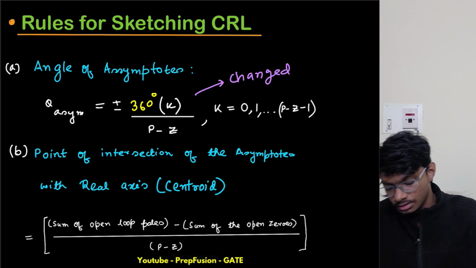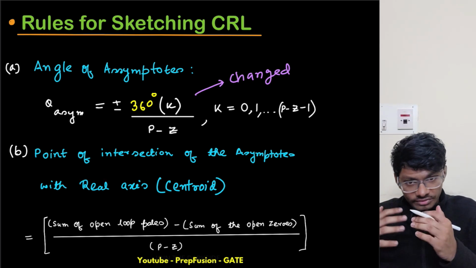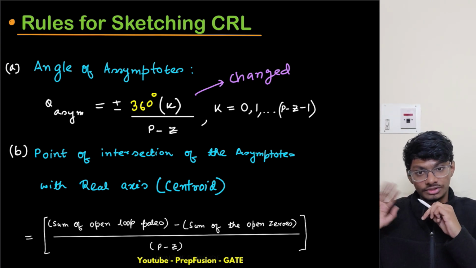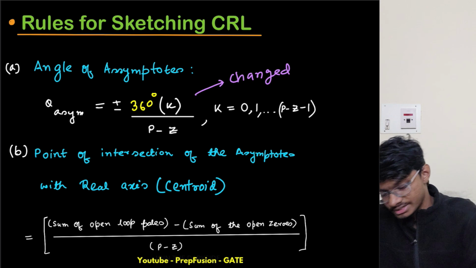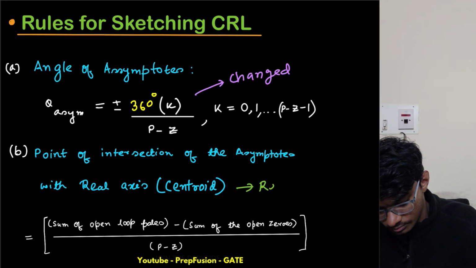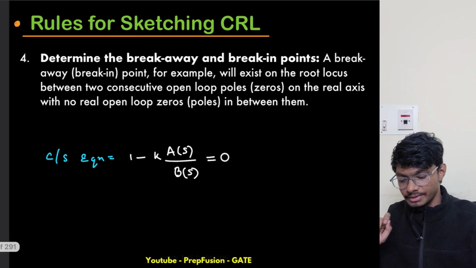Now what about my centroid, the point of intersection of asymptotes? I haven't proved this one here, but we proved this centroid without the angle condition. So this will not change, it will remain the same.